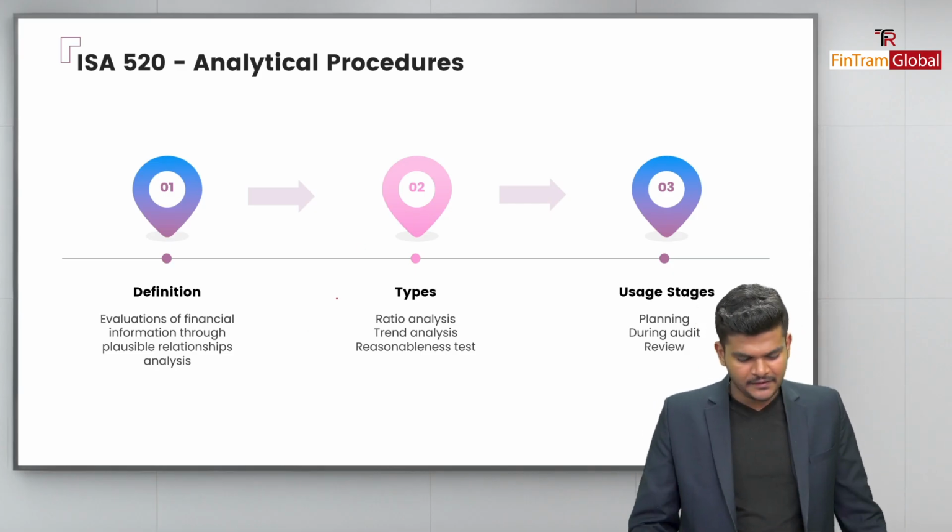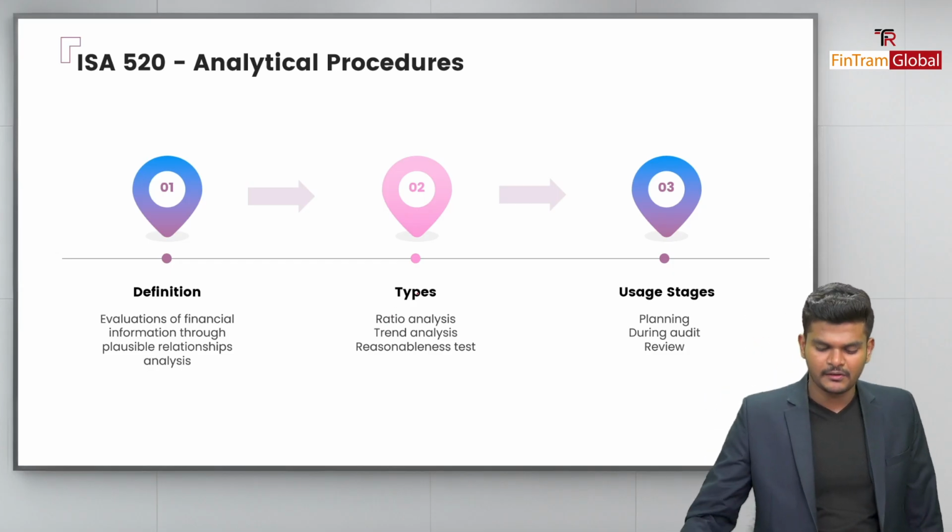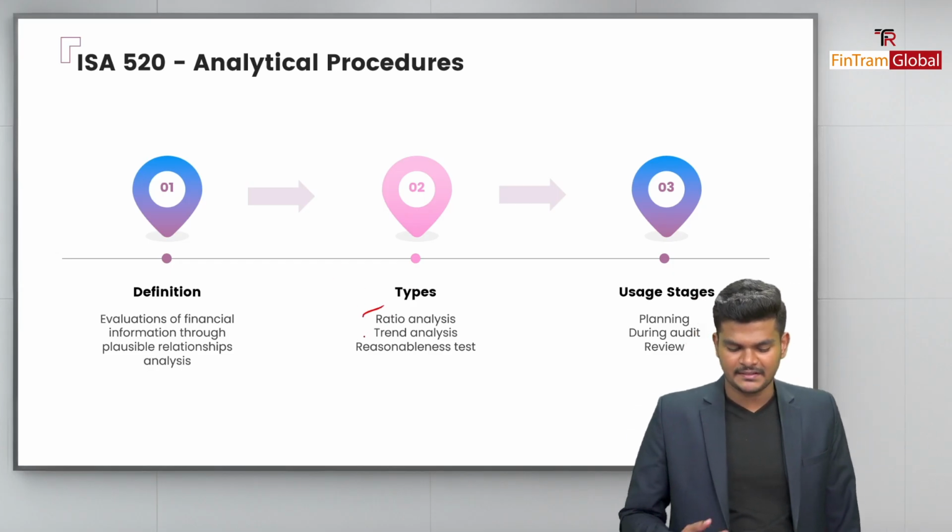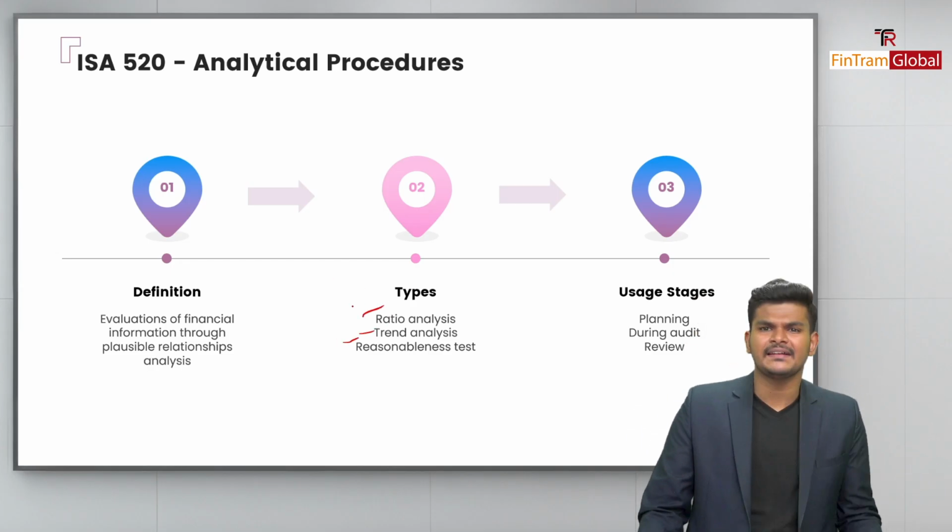And then there are different types of analytical procedures that we can do. We can conduct ratio analysis, trend analysis, reasonableness tests, etc. And then, when do we conduct analytical procedures?